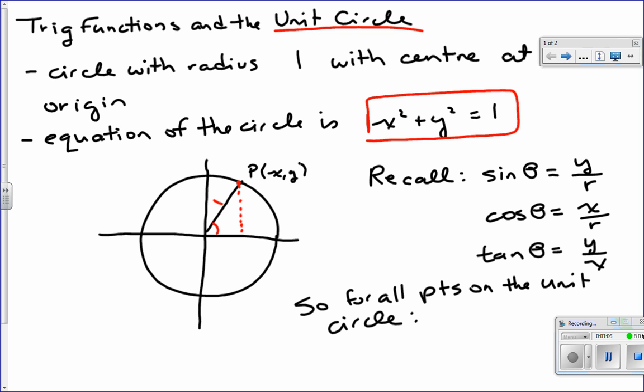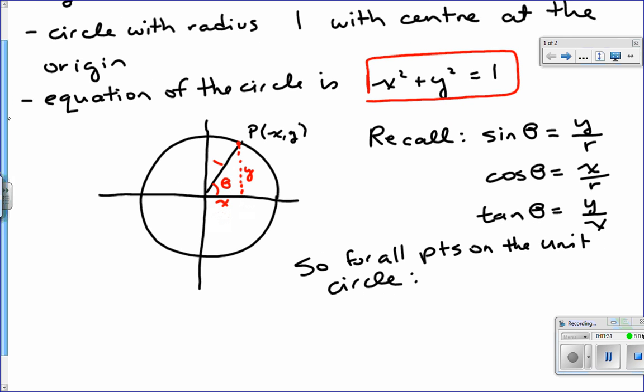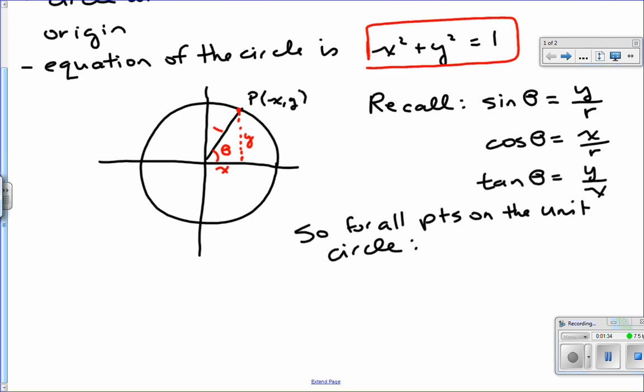Thinking of the angle theta that is made by that point P, again we have an x value and a y value giving us the coordinates x and y. If you think of the previous lesson where we looked at the sine being y over the radius, cosine x over the radius, and tangent y over x, once the radius is equal to 1, we can simplify that. So our sine of theta will actually be just y because the radius is 1. Cosine of theta will be x, and the tangent again will be y over x.